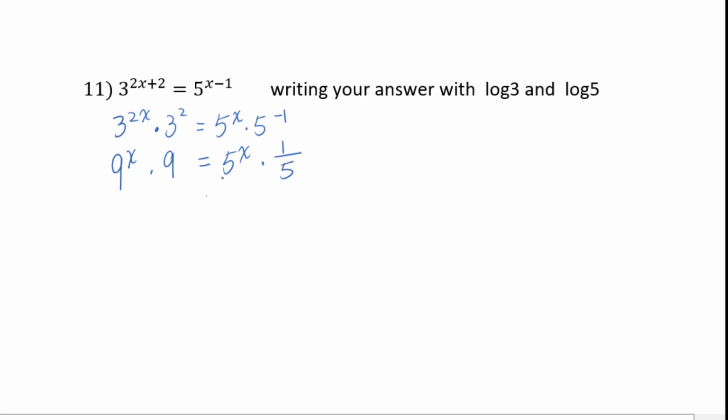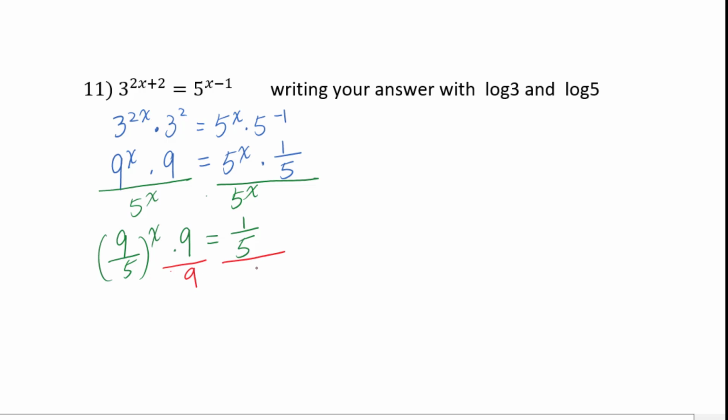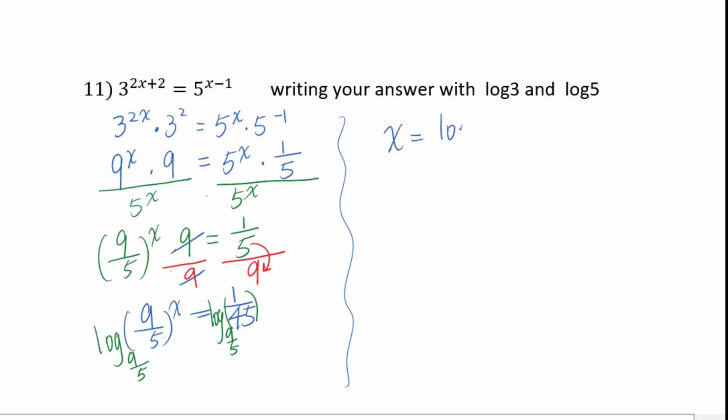Then we need to isolate the exponential expressions on one side. We divide by 5 to the x power both sides. We will get 9 over 5 to the x power times 9 equals 1 over 5. Then we divide by 9 both sides. Complex fraction. Reduce, we will get 9 over 5 to the x power equals 1 over 45. We will take log base 9 over 5 both sides. So we get x equals log base 9 over 5 of 1 over 45.